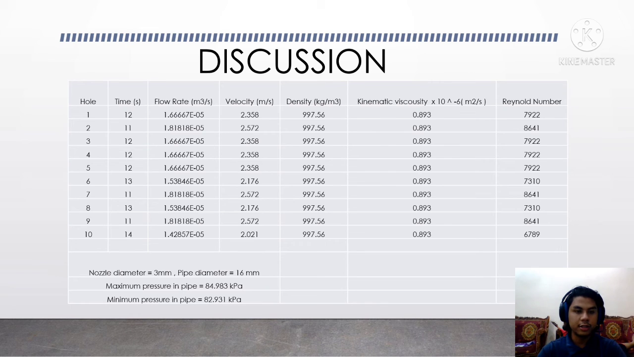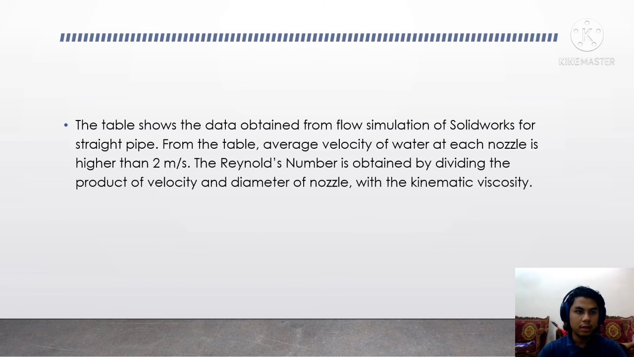This is our result table. The table shows the data obtained from the flow simulation of SolidWorks for the straight pipes. From the table, average velocity of water at each nozzle is higher than 2 meter per second. The Reynolds number is obtained by dividing the product of velocity and diameter of nozzle with the kinematic viscosity.